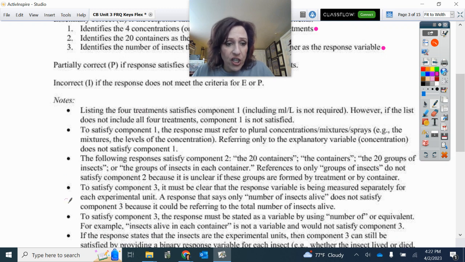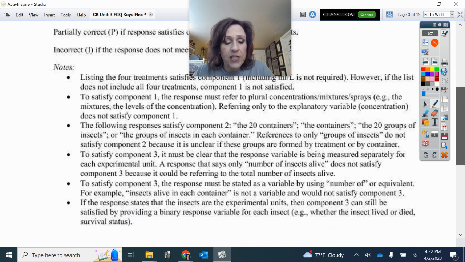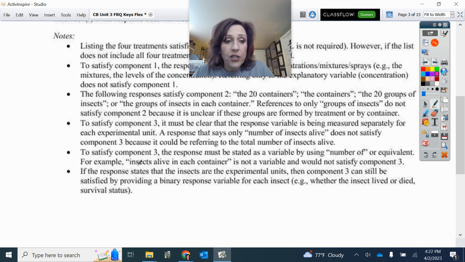There are also a ton of little if this, then this counts, and if this, then this counts, and all those kinds of things. Look at this. I kind of jumped ahead before going to here. In the last component, the response being measured, if all you said was insects alive in each container, that's not acceptable. It has to be the number of insects alive in each of the containers. You had to have a quantitative word referencing that.